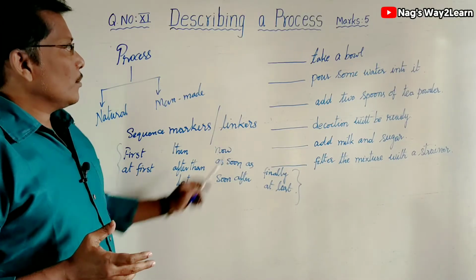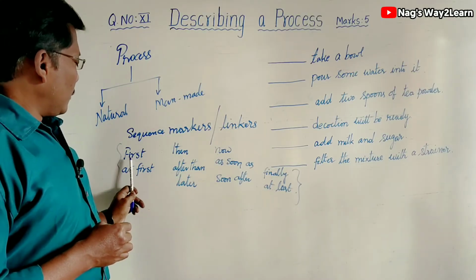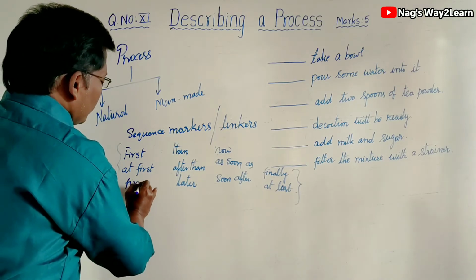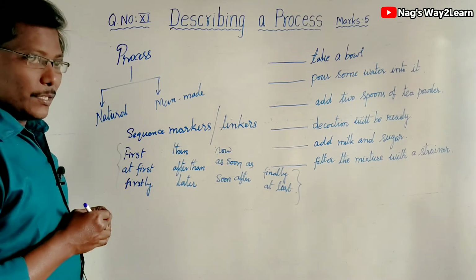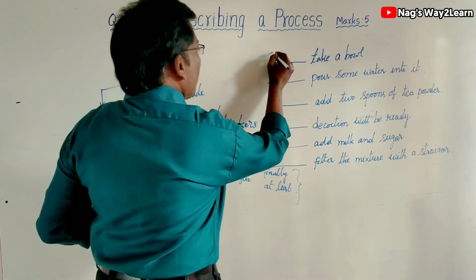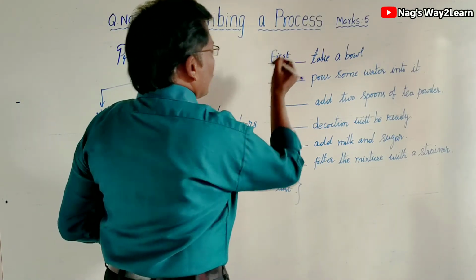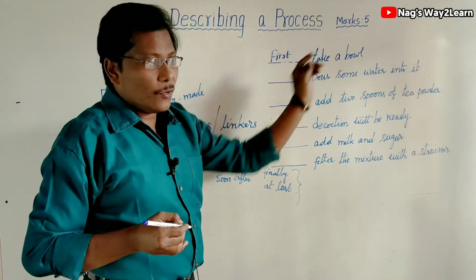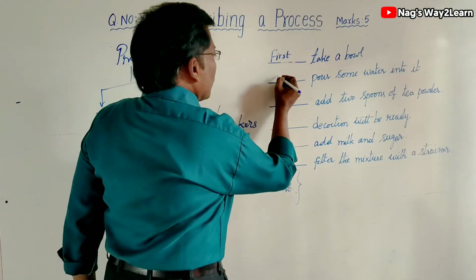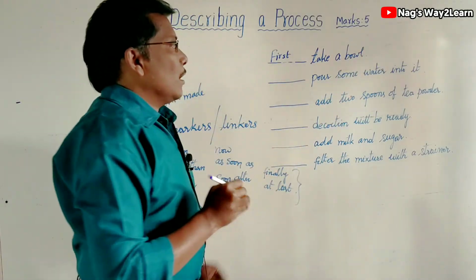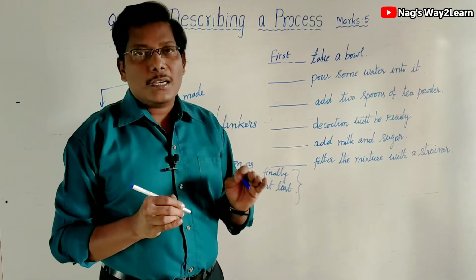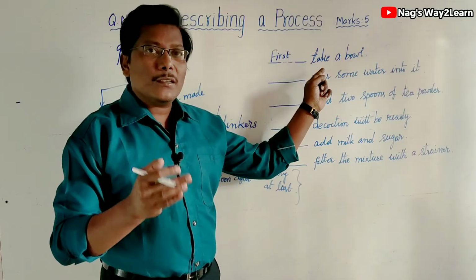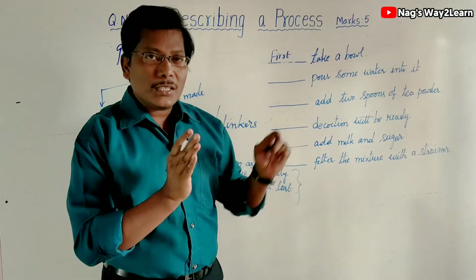For example, you take this first, or at first, otherwise you can say firstly. You can use any one of these. So, first take a bowl. Okay, understand? First take a bowl and put it on the burner in a low flame. This is the first sentence.